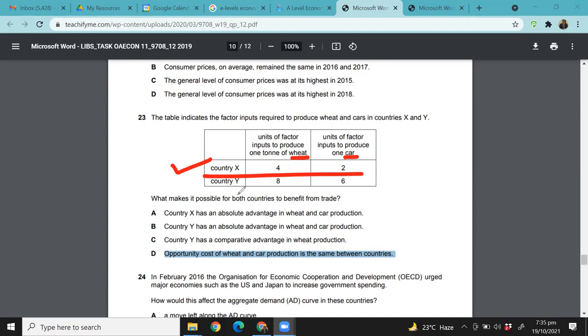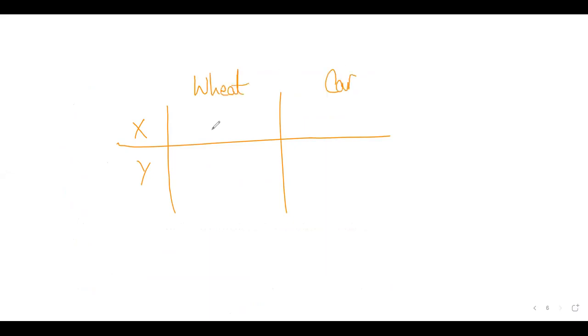Okay, let me explain over here. This is country X, this is country Y, and this was wheat, and this is car. So country X was producing wheat with 4 units, this was 2 units, then this is 6, and this is 8. This is the information that we're provided. What is absolute advantage? Absolute advantage is when you can produce something at a lower cost. Either you can produce something in more quantities or you can produce something at lower cost of production. So that is absolute advantage. Yes or no?